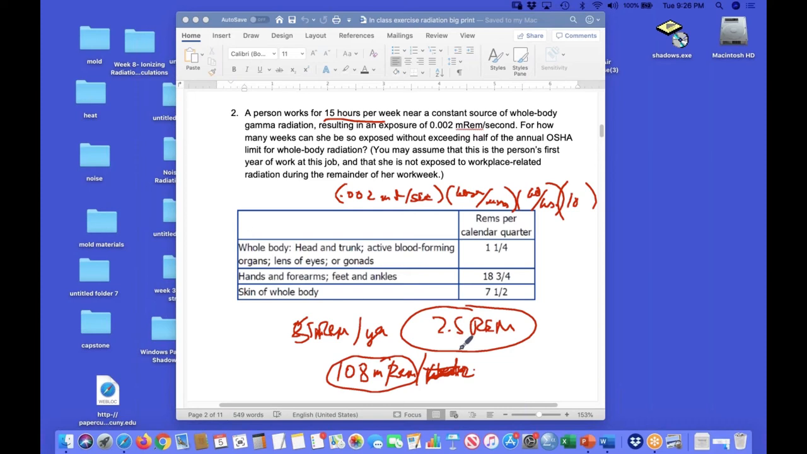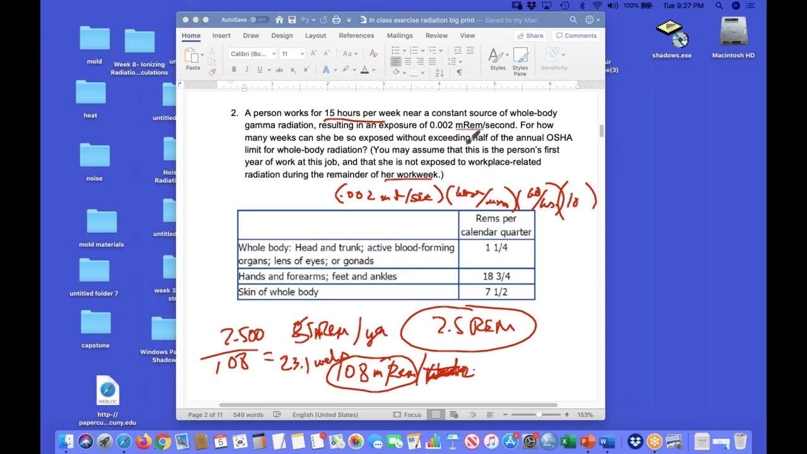And we want to know how many weeks she can work, right? So we have 2.5 rem, which is 2,500 millirem, divided by 108. What do we wind up with? How many weeks? It's like 24 weeks. 2,500 millirem is our maximum exposure. She's getting 108 per week, so 23.1 weeks. Is that the units that we asked for, weeks?